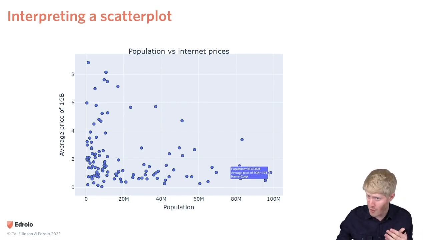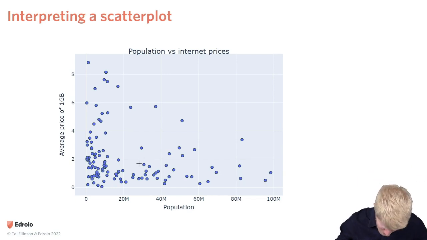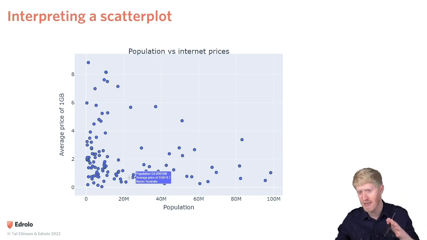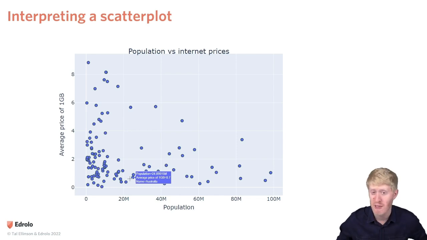So, for example, China and India, you won't see here, their population sizes are like 1 billion. We can see that we have Australia. It has a population size of about 25 million. These days, it's gone up since this data was taken. And the average price of 1 gigabyte in Australia was 70 cents. 70 cents in US dollars. Have a think about your data plan and see whether you're above average or whether you're below average.